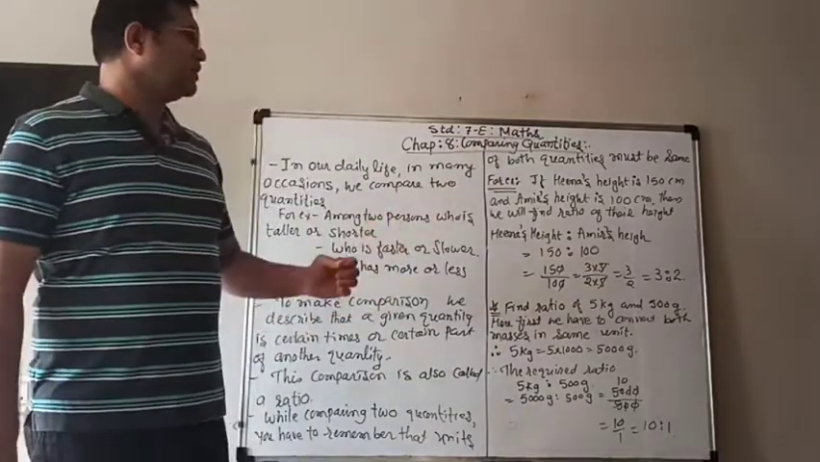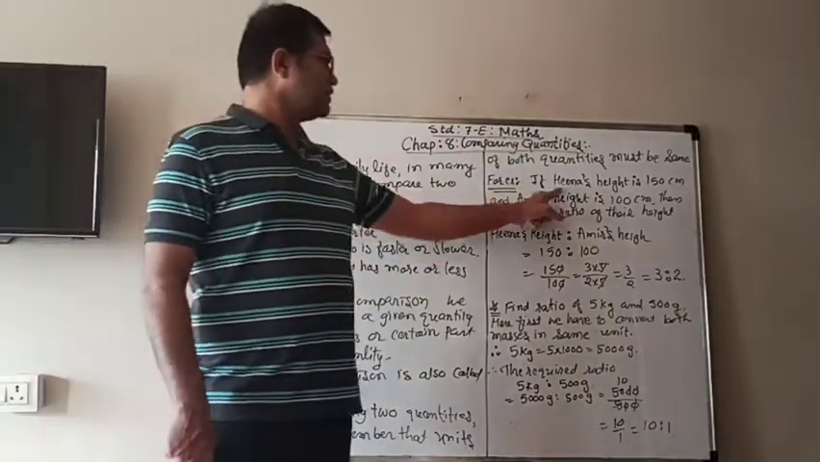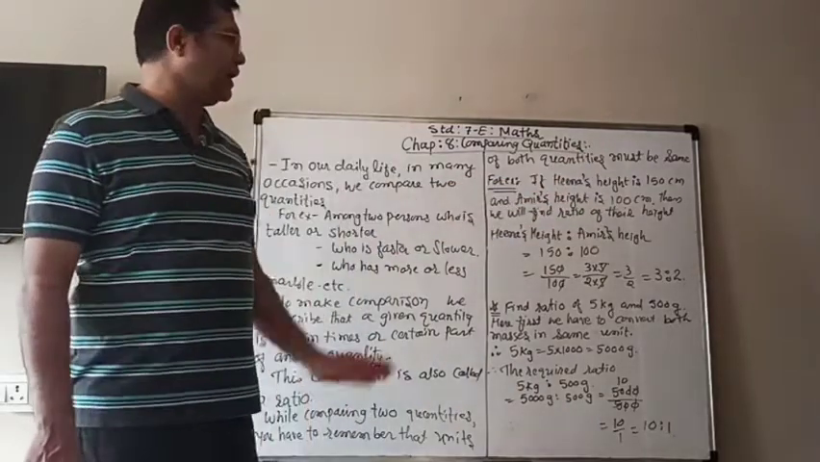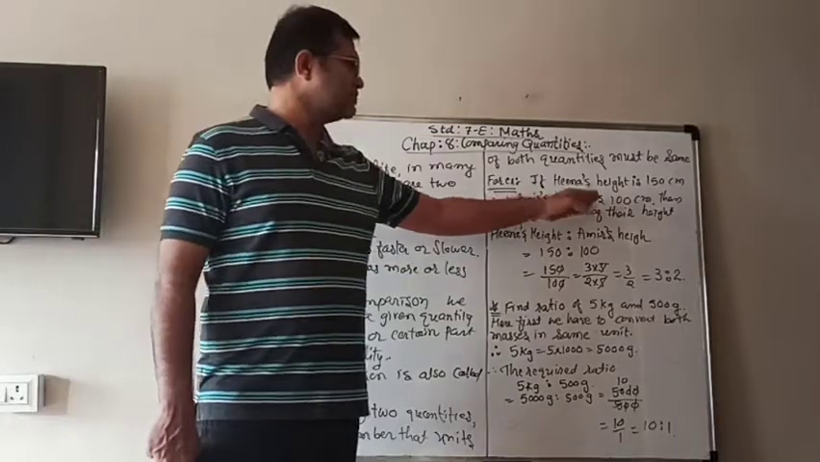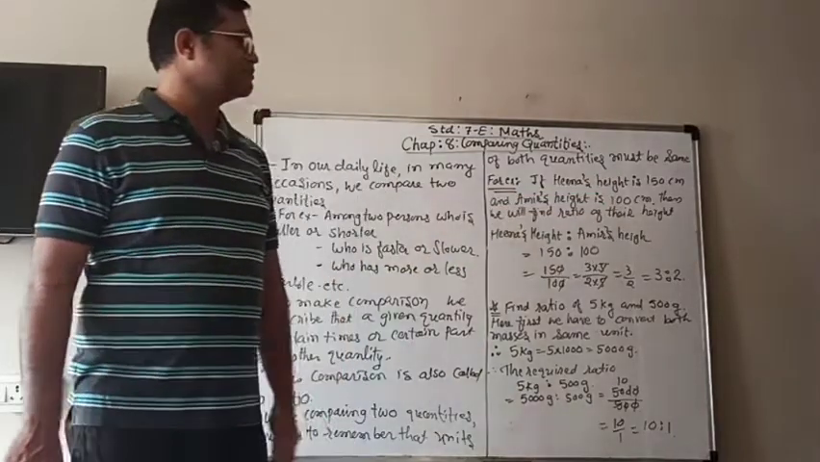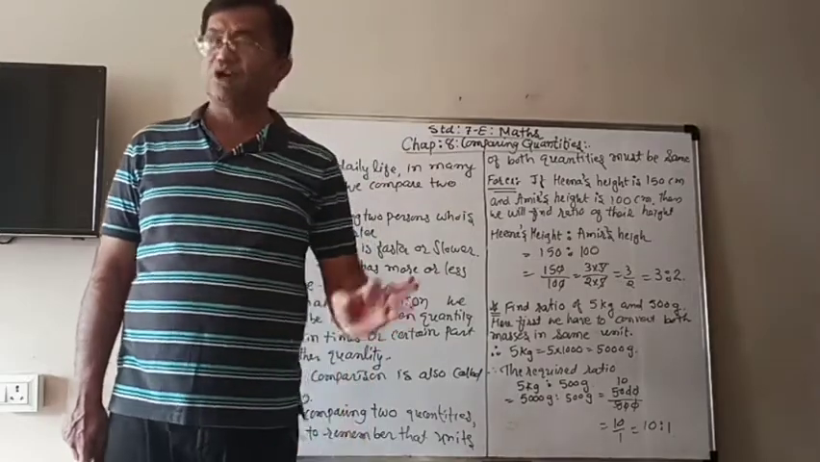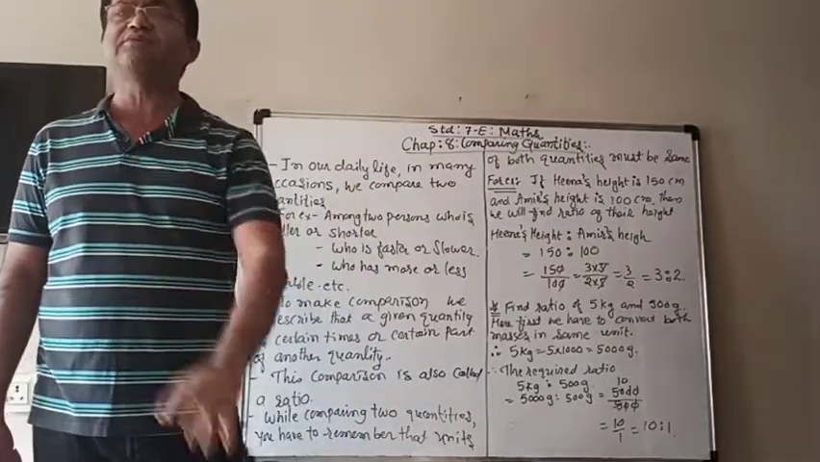Let us understand with an example. Here, if Hina's height is 150 centimeter and Amir's height is 100 centimeter, now you can see that both heights are in the same units, centimeter.